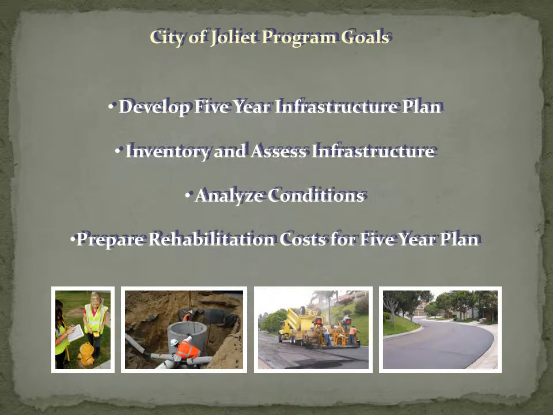The goal for the city is to develop a 5-year infrastructure plan for roads, sidewalks, streetlights, sewer, and water systems. The first step is to inventory and assess all of these infrastructure items. The next step is to compile and analyze the conditions and make recommendations for approval. The last step is to prepare costs for these items and then develop a 5-year plan. Let's look at the steps required to accomplish these goals.